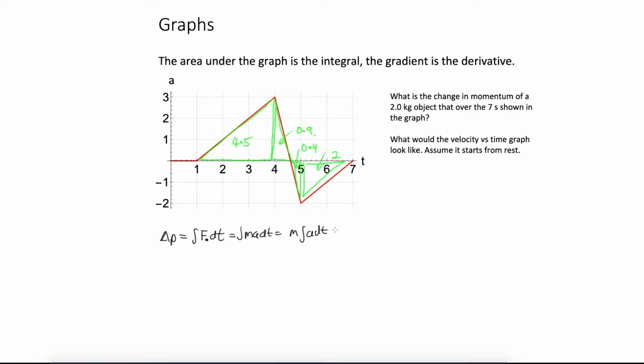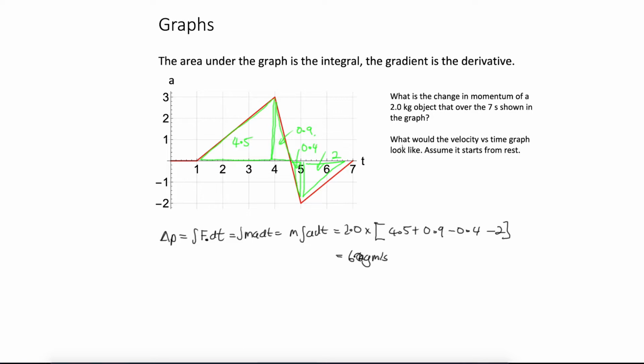So if we want to substitute into this to work out the change in momentum, then the mass is 2 kilograms, and we multiply it by these areas, which is 4.5 plus 0.9 minus 0.4 minus 2. And solving that, we end up with 6 kilogram meters per second. And let's put that as 6.0 because we'll assume that we can read everything to one decimal place.